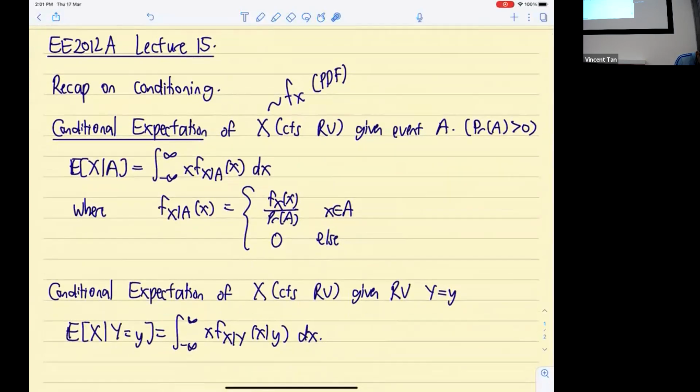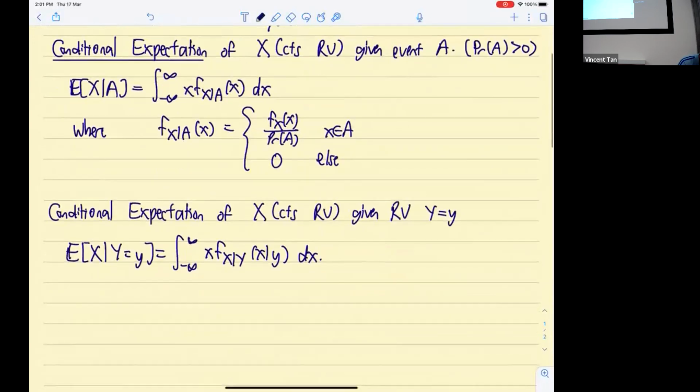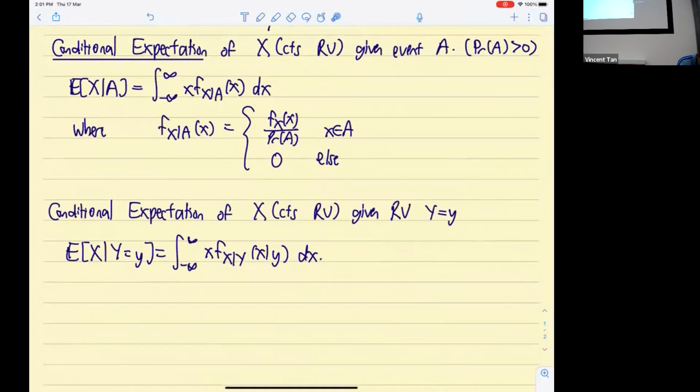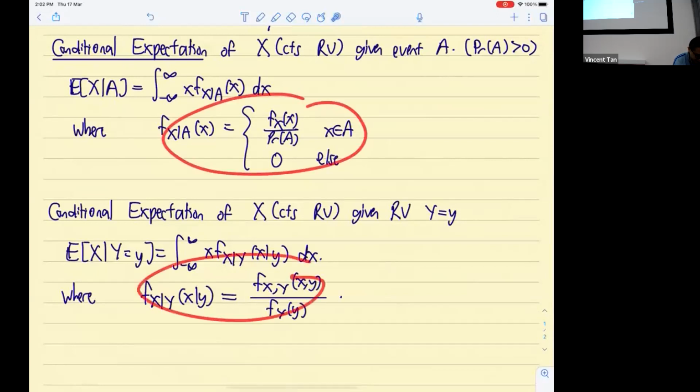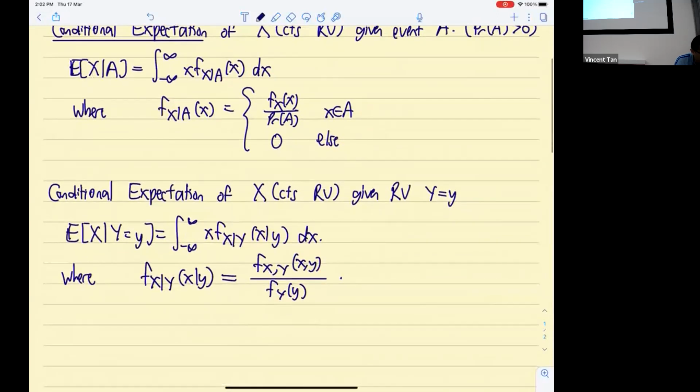So the other notion that we should have in mind is the conditional expectation of a random variable given another random variable. Okay, this is given an event. And this is defined slightly differently, and it's as follows. You are taking the average over the conditional PDF. And here the conditional PDF is of a random variable given another random variable. So this conditional PDF is defined to be the joint divided by the marginal, f_Y of y. Okay, so this is slightly different as you can see, because you are conditioning on different things.